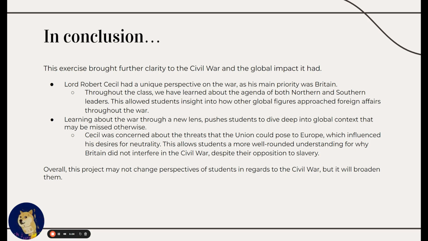Cecil's concerns about potential threats from the Union to Europe influenced his advocacy for neutrality, contributing to a more comprehensive understanding of Britain's non-interference despite opposition to slavery. While the project may not fundamentally alter students' perspectives on the Civil War, it expands their understanding and offers a broader perspective.